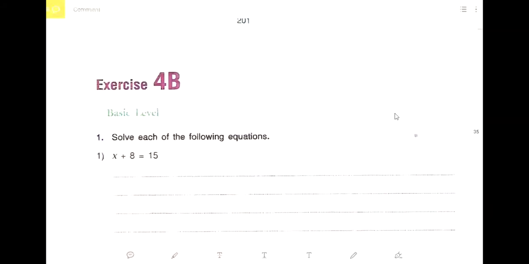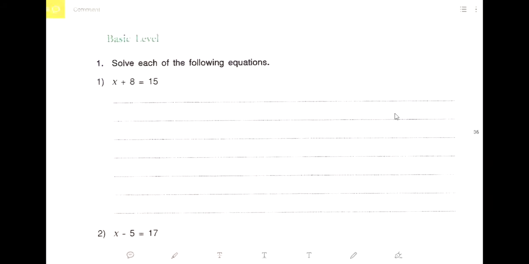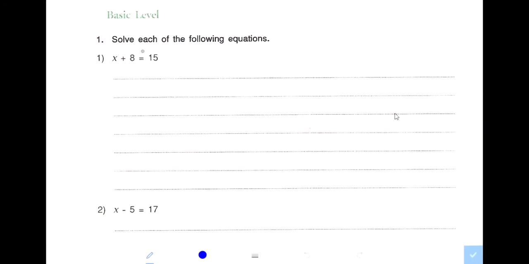Okay, exercise 4D. This is like a basic level. Oh, you can do this one now. This is so easy, right? This one, x plus 8 is 15, so x is 15 minus 8, right? Plus is moved to minus, so x is 15 minus 8, which is 7. Okay, finish, right?